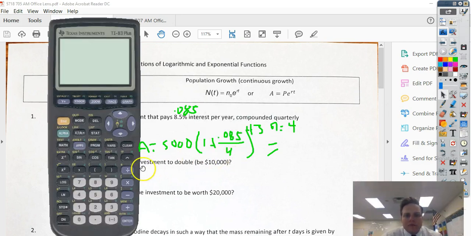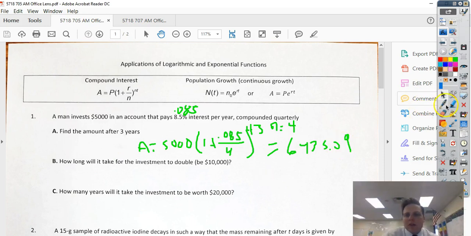So we simply turn it on, and then we get 5,000 times 1 plus 0.085 divided by 4, raised to the 4 times 3, which is 12. And after we have that, the answer is $6,435.09.